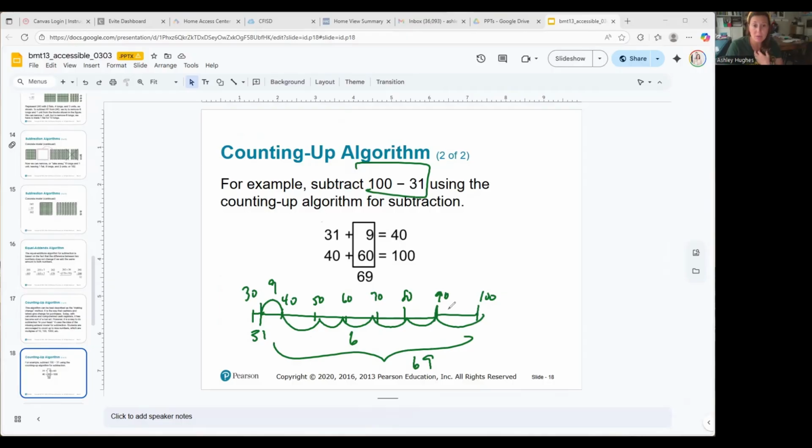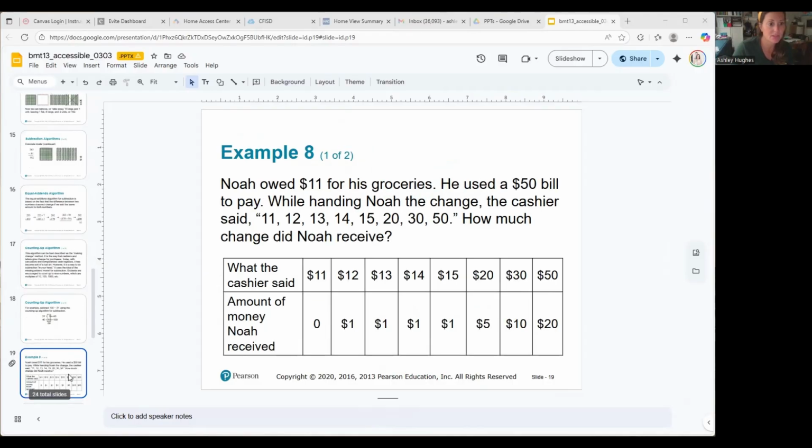Or what I would probably tell a student is 31 is actually pretty close to 30, right? And how do I get from 30 to 100? Well, that's 70. But it's 1 less because we started at 31. So that's why the answer is 69. So that's another way to think about subtraction.